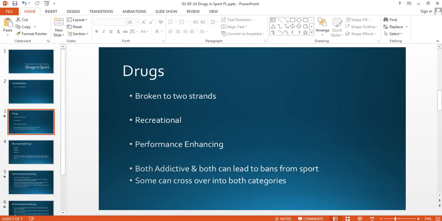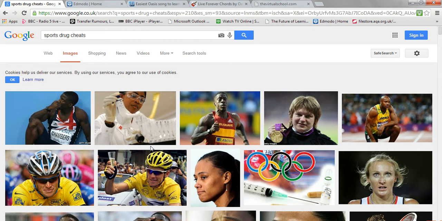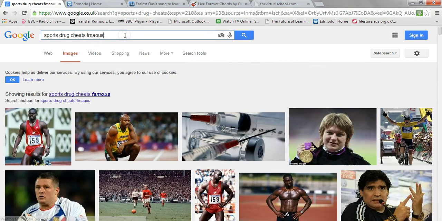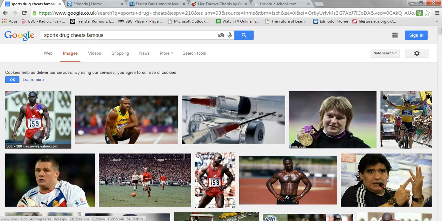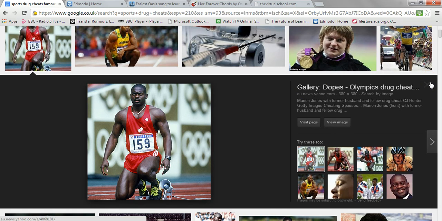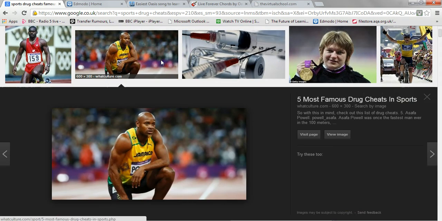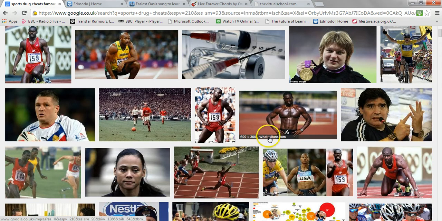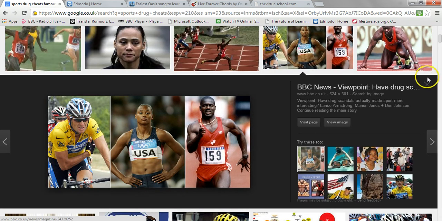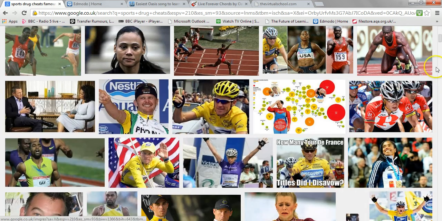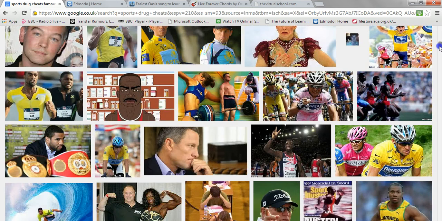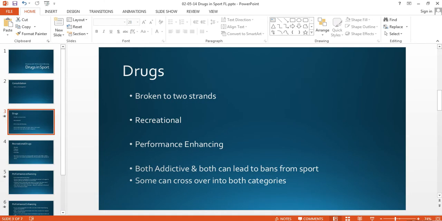If we look at Google, and we type in drug sports cheats, spell famous properly, that would be good. We've got Asif Pal, who's recently been banned. We've got Lance Armstrong. We've got Terry Newton there. We've got Marion Jones, who actually went to jail. Ben Johnson, that's the guy from the 82 Olympics, I think it was, who got banned for performance enhancing drugs. But there's people all across different sports who, even though they know it is strictly illegal, are still getting banned even today for taking drugs.